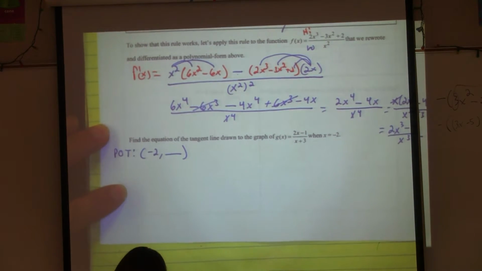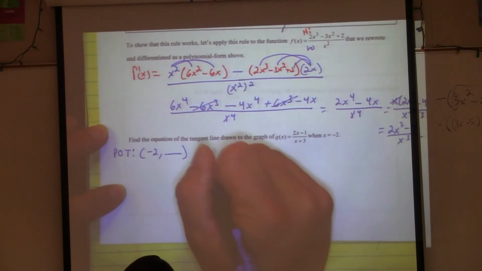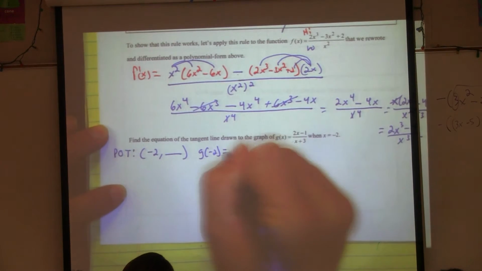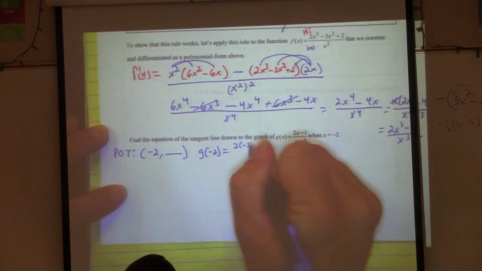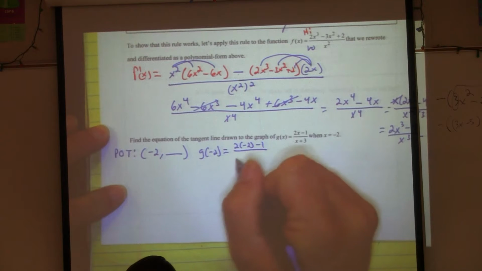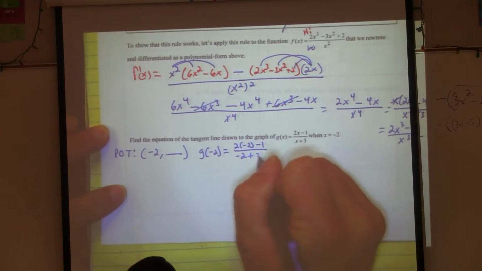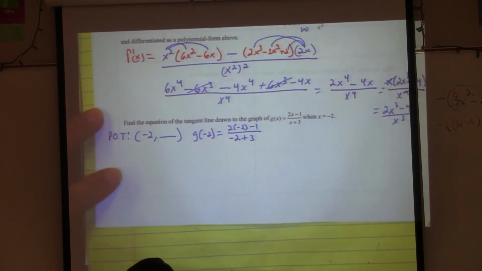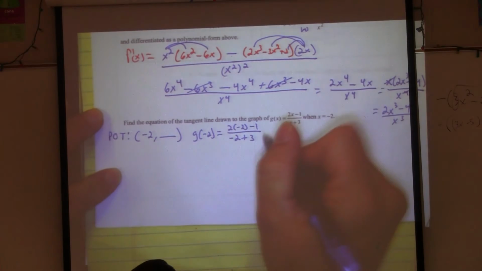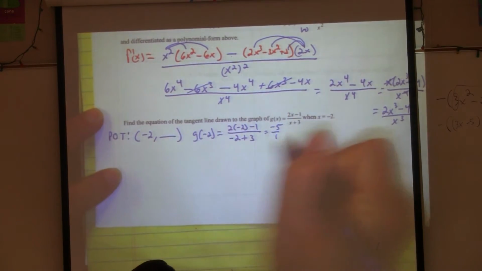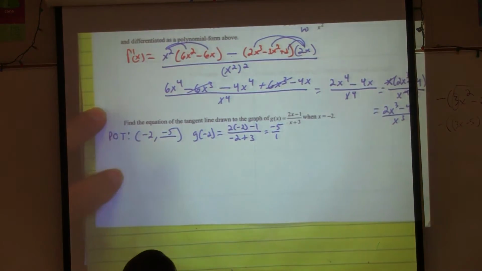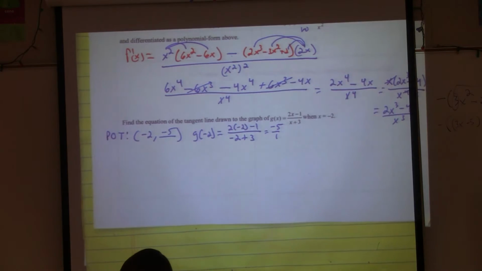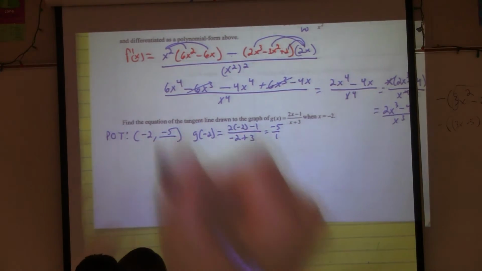Plug -2 into the original equation before I start doing anything else, so I don't get mixed up with two different equations. So we're finding g of -2, so plug it in. 2 times -2 minus 1 over -2 plus 3. What does that give us? -5 over 1, which is -5. Easy? Okay, equation of the line.